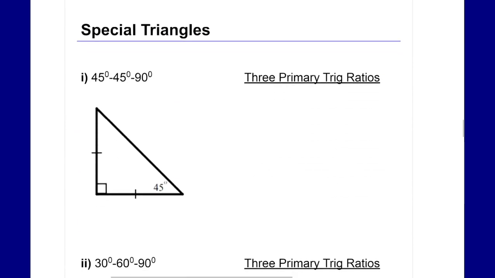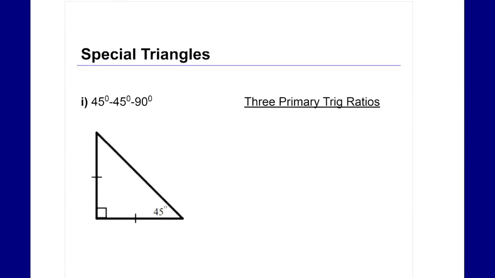So let's look at the first one. 45 degree, 45 degree, 90 degree. I have a 45 degree angle here. Because these two sides are the same, this angle also has to be 45 degrees. Now, let's label these sides. Let's say it's a length of 1 and a length of 1. We're going to do the simplest isosceles triangle that we could deal with. I'm going to pick an angle to work with. I'm going to say this one here is my theta.